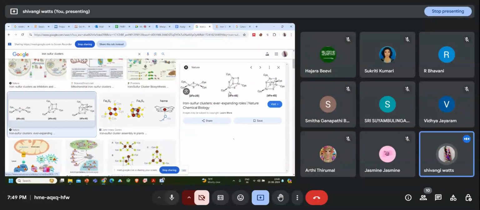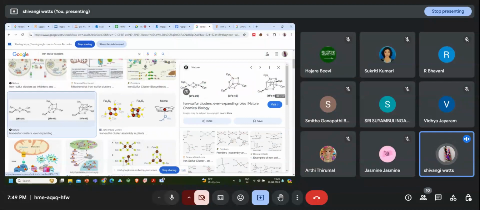You see the nomenclature here. Two irons are there, two Fe, two inorganic sulfur, two S. Here, three irons are there, three Fe, but sulfurs are 1, 2, 3, 4, so four S. Four Fe, four S. We can write it as Fe2S2, Fe3S4, Fe4S4.